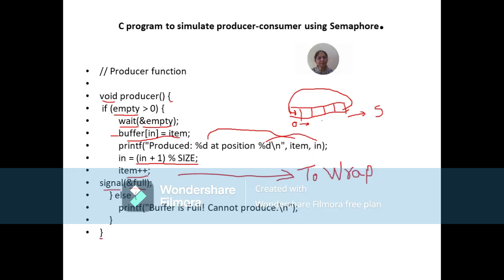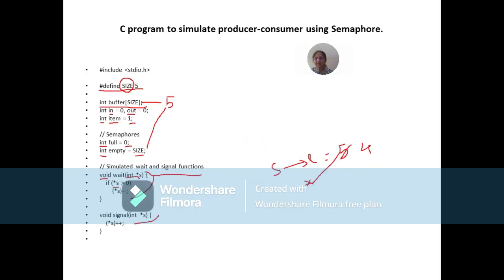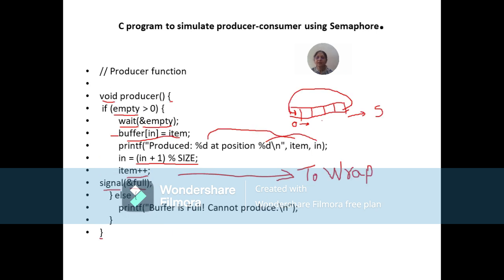So let us see what happens in signal. We had sent the address of our semaphore full, which is accepted as S here, and signal will simply increment the value of that semaphore by 1. So full was 0, and when we say plus plus, now full becomes 1. Signal means plus plus and wait means minus minus. Again the control comes back to the producer function and it comes to the end.